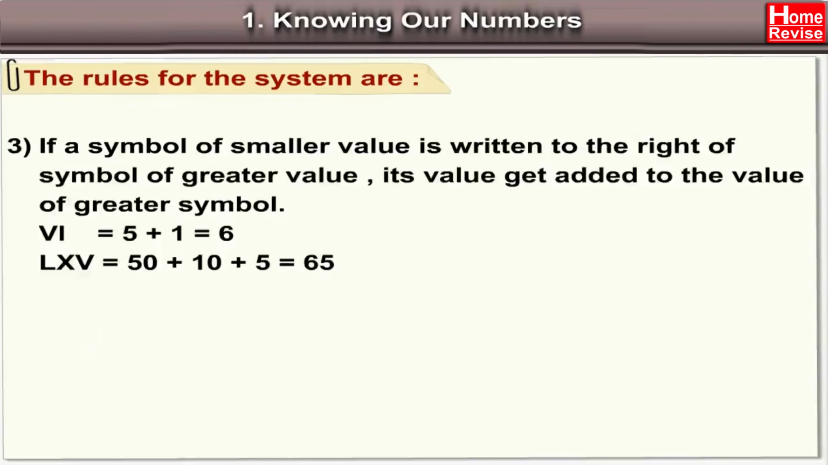Number 3. If a symbol of smaller value is written to the right of a symbol of greater value, its value gets added to the value of the greater symbol. Don't worry, I'll explain with an example. VI. Now VI would be 5 plus 1, that is 6. Tell me about LXV. Yes, my genius, it is 50 plus 10 plus 5, that is 65.